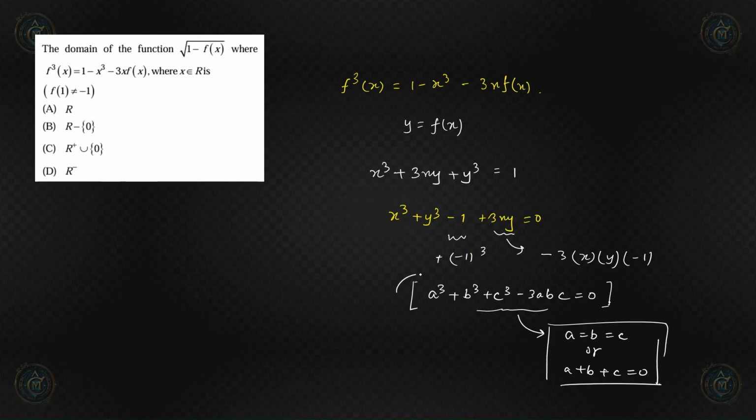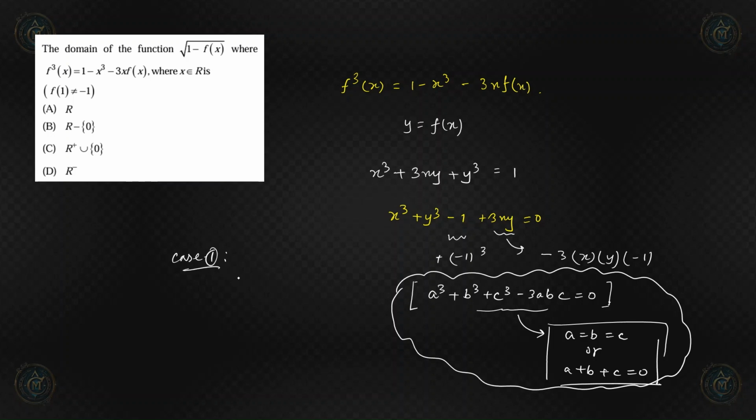So we use this concept here. We can say either we have case 1 here, x equal to y equal to minus 1, or we have case 2, which is the sum of them is 0: x plus y minus 1 should be equal to 0. So let us see the statement again. The domain of this function, okay, f of x is not equal to minus 1.